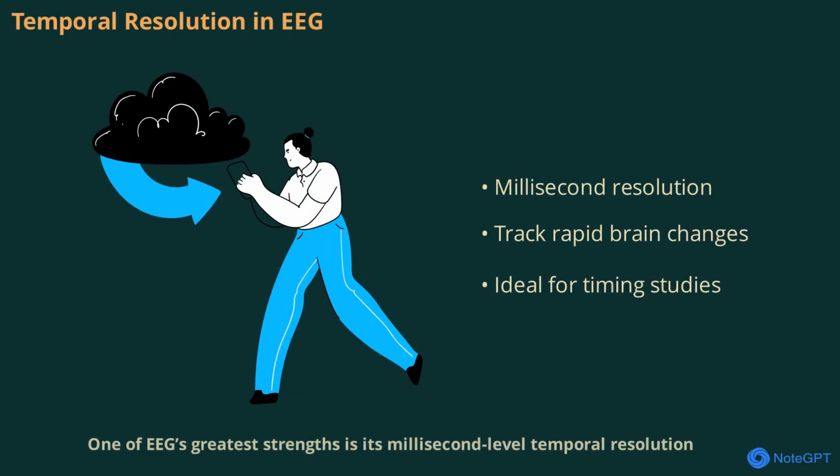One of EEG's greatest strengths is its millisecond-level temporal resolution. This allows researchers to track rapid changes in brain activity, making EEG ideal for studying the timing of cognitive processes, such as perception, attention, and decision-making.